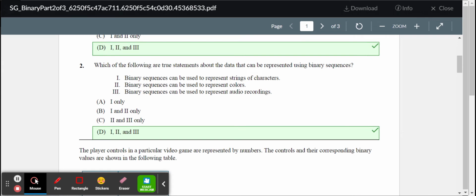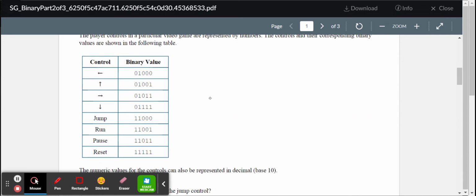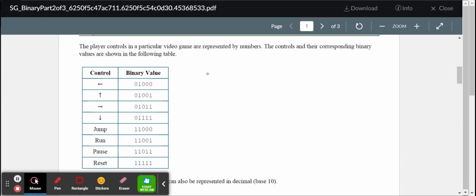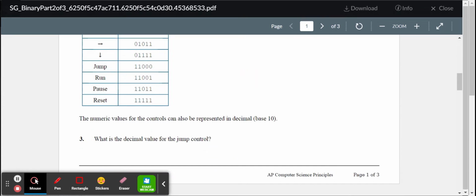Which of the following is a true statement about the data that can be represented? Characters, colors, audio. Yes, everything can be shown in binary because you can break binary down into an infinite number of things, and the numbers can be translated to something else. The numerical value for the controls can be represented in decimal.